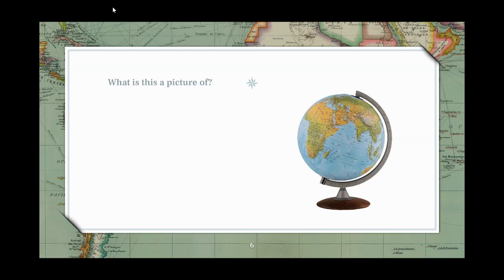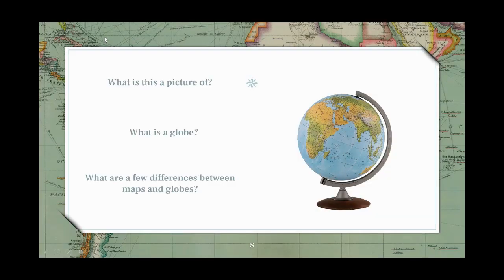So think to yourself really fast, what is this a picture of? I hope you said that this is a globe. Next question, what is a globe? So I would say that a globe is a spherical model of Earth, meaning that not only is it round, but it's a three-dimensional circle. So it's a spherical model of Earth.